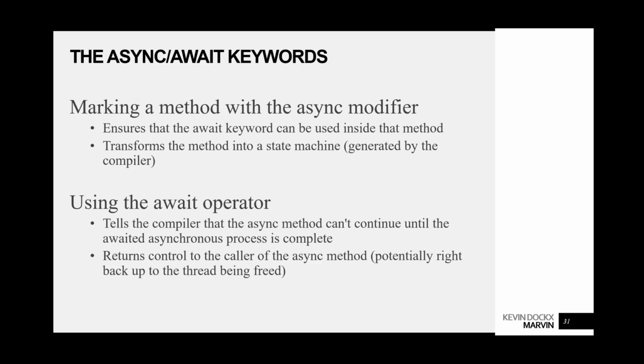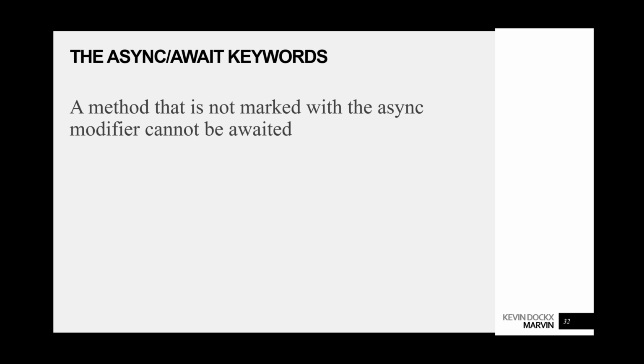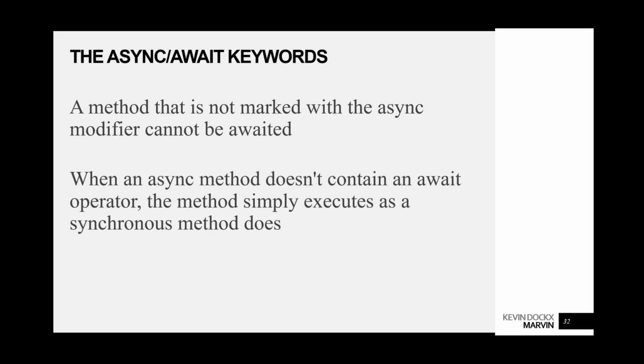Okay, so it returns control to the caller of the async method, which I just explained. So that's these two methods. Now there are two things of importance with these keywords, and that is that a method that's not marked with the async modifier cannot be awaited, and that has to do with the state machine, by the way. We'll get back to that. And if an async method doesn't contain an await operator, it simply executes as a synchronous method does. So this is important. Just using the async modifier does not mean that your method will contain async code.